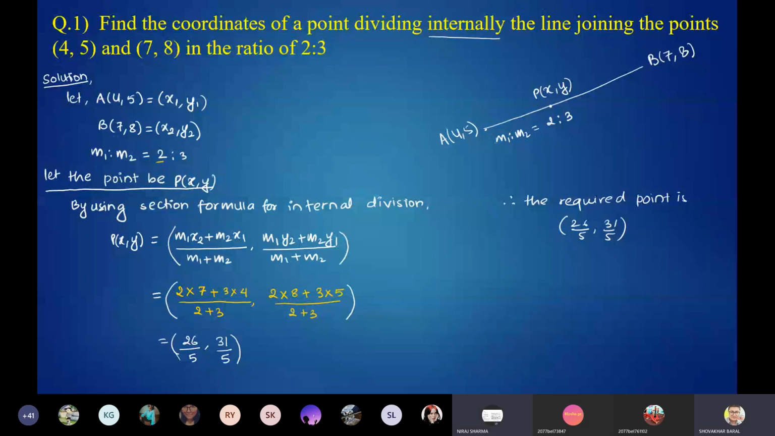Sir, Px means 26 by 5, Py means 31 by 5, right? Yes, the x coordinate is 26 by 5 and the y coordinate is 31 by 5. Sometimes they ask to find x and y separately, but don't do it that way. Do it this way, because coordinate geometry will be at a higher level also, where you have to solve with the same approach. Always keep using the same method. Don't do x and y separately. So the value of x is 26 by 5 and the value of y is 31 by 5. So the coordinate is 26 by 5, comma 31 by 5.